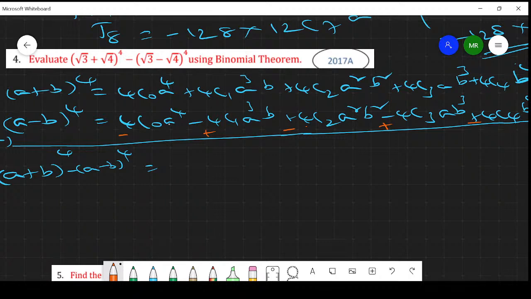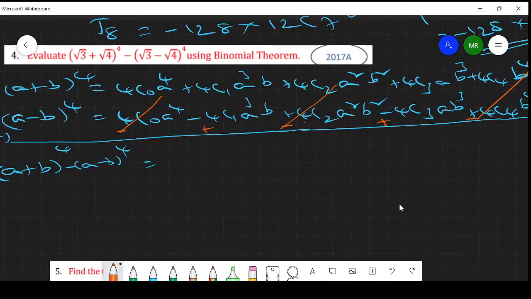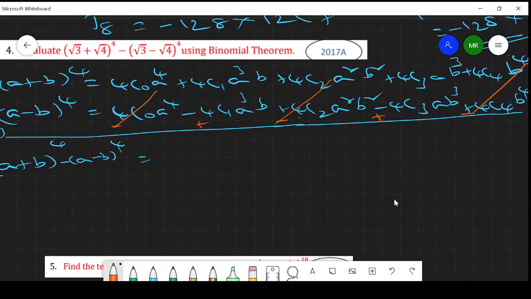When I am subtracting, you can observe here, I can cancel these terms. I can eliminate this one, and I can eliminate the last term also. So when I take (a+b)^4 minus (a-b)^4, you will get this twice. So 2 into, you can observe here.